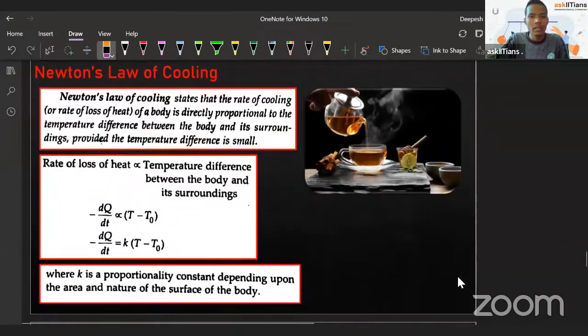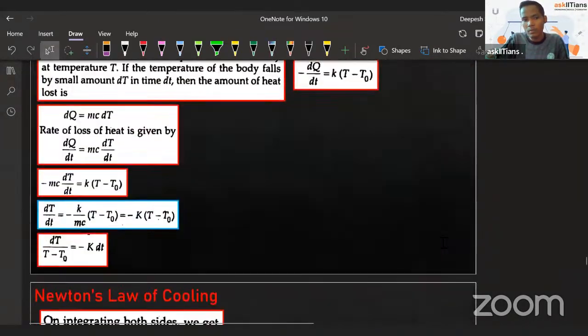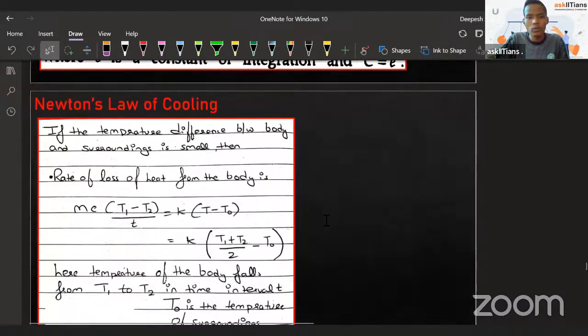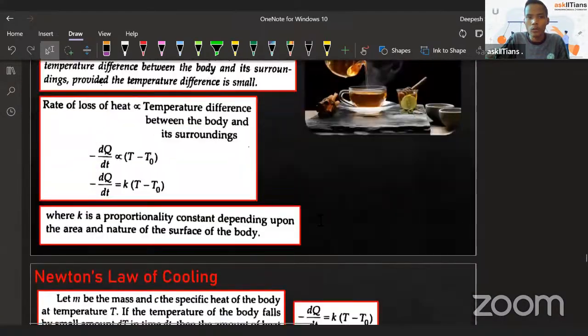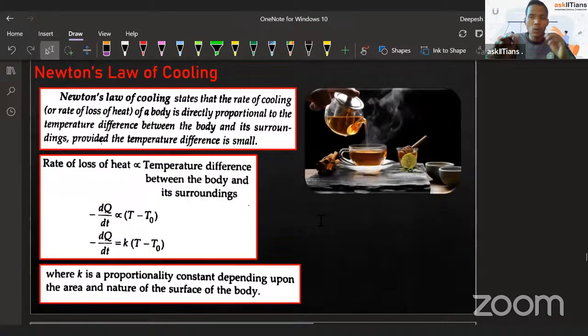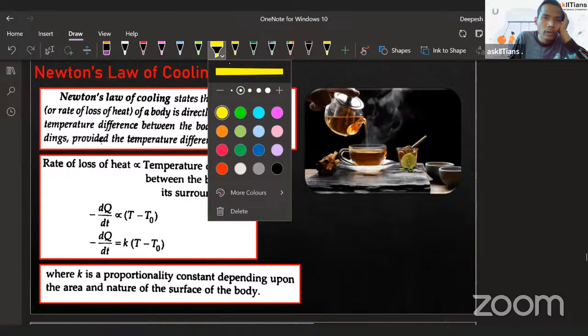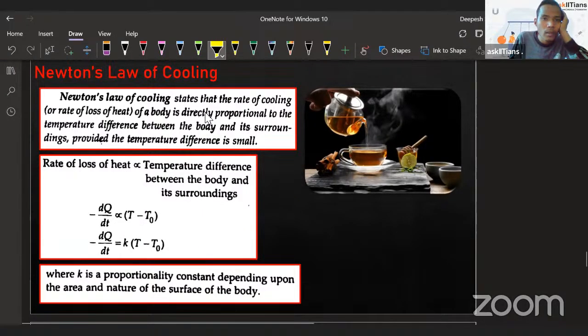Very simple. Now, why am I talking about this? Because this particular thing will be used in the concept of Newton's law of cooling. Okay. Now, what is Newton's law of cooling? According to it, it states that the rate of cooling, that is, how quickly a body gets cooled, depends upon the temperature difference between the body and the surroundings.